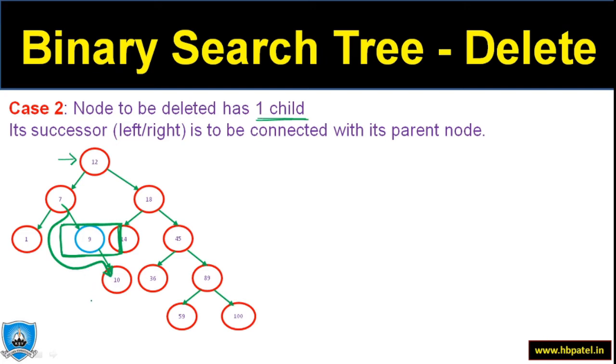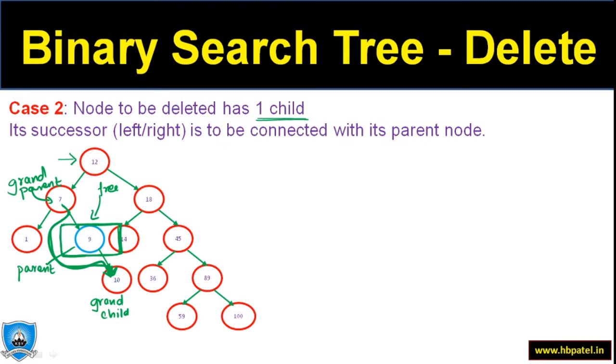If I consider this as a grandchild, and if I consider this 9 as a parent node, and this one is grandparent. So in this case, what do we want to delete? We want to delete the parent node. So in that case, the grandparent will directly be pointing to the grandchild, alright, and then we will be freeing this memory. So its successor, left or right, in this case you can see it's the right hand side, is to be connected with the parent node.